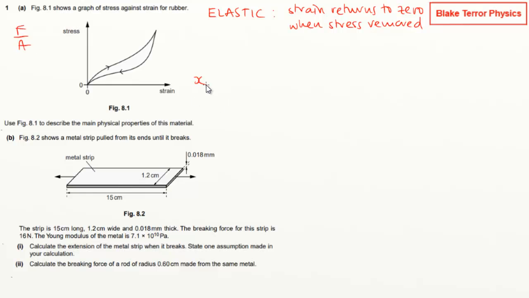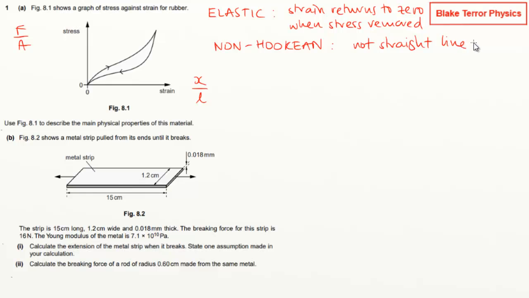The strain is the extension over the length, so that is what's happening to the material when the stress is applied. If something is elastic, it's going to go back to how it was at the beginning, as in when we remove the force, the extension disappears. So that's one thing. We've got that it is non-Hookean, so it doesn't obey Hooke's law, because we don't have a straight line graph.